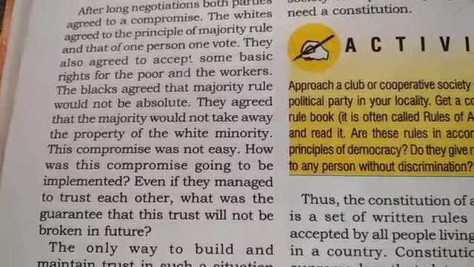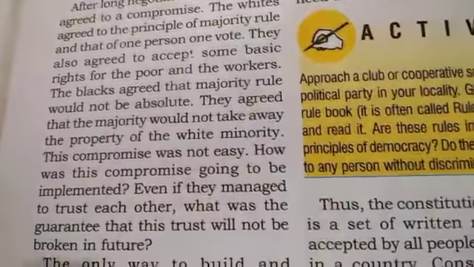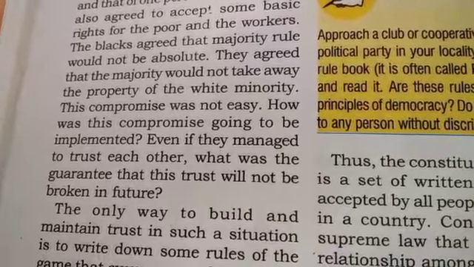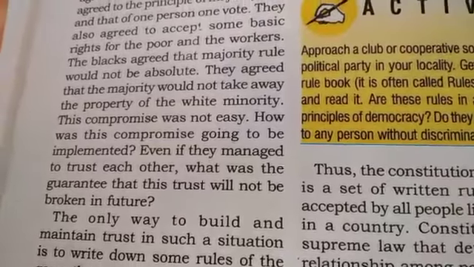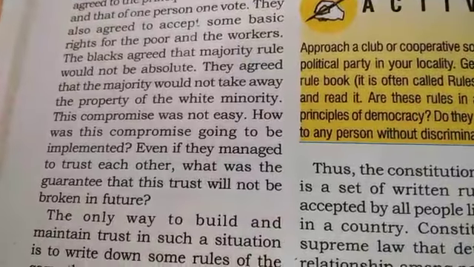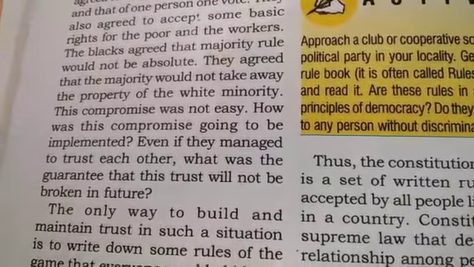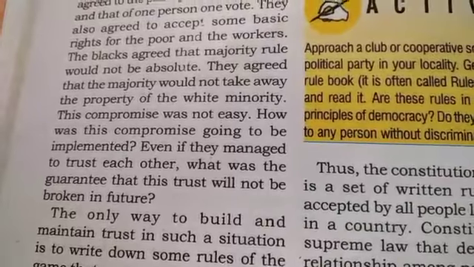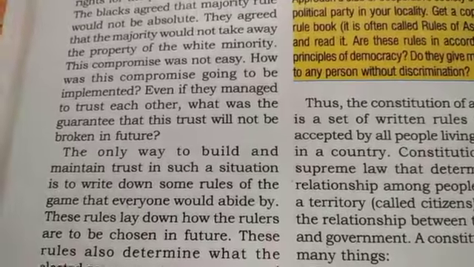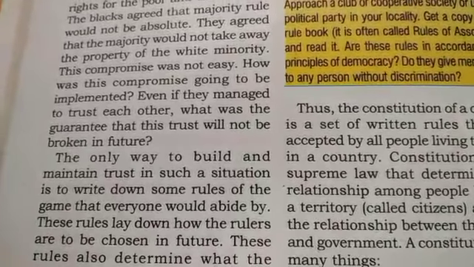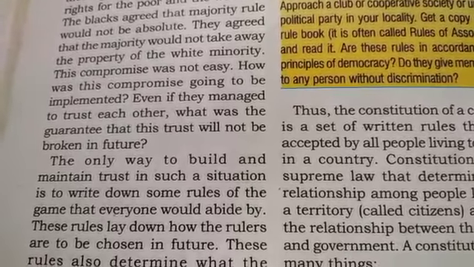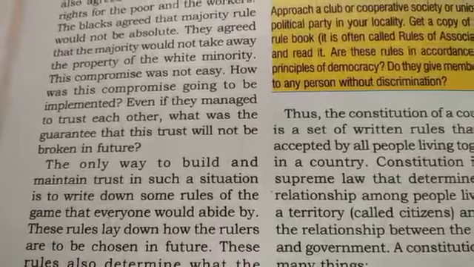The whites agreed to the principle of majority rule and one person, one vote. They also agreed to accept some basic rights for the poor and the workers. The blacks agreed that majority rule would not be absolute. So they wrote down some rules which everyone had to obey, and all future governments would have to follow.